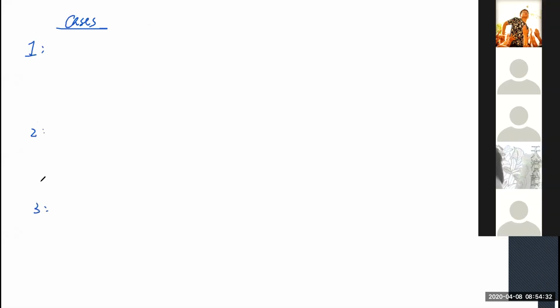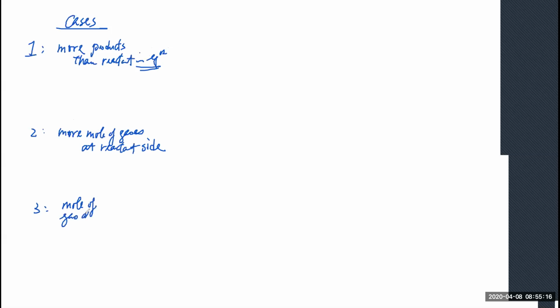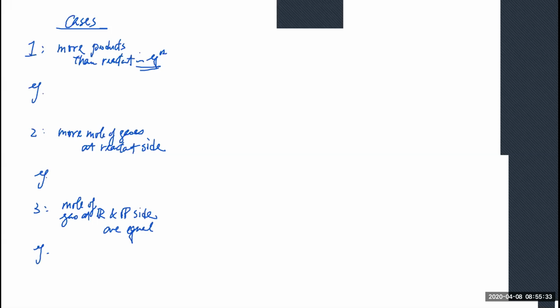Case number 1 refers to N2O4. There are more moles of gas on the product side than on the reactant side, as shown in the equation. The second one is the reverse: there are more moles of gases at the reactant side. The third case is where the moles of gases at the reactant side and product side are equal. You will be given the three equations.